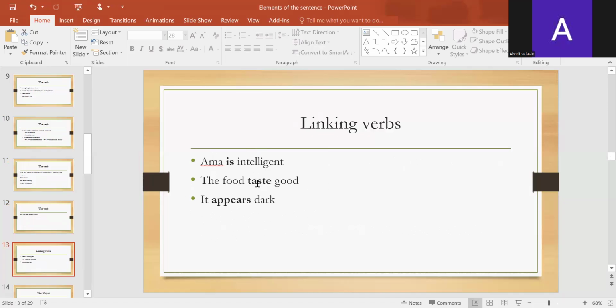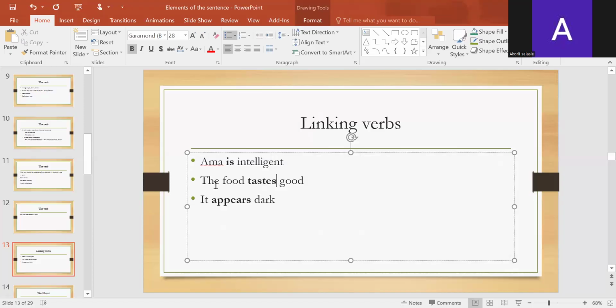Linking verb. There are some categories of verbs which take complements. Let me just explain this for now. Amma is intelligent. The food tastes good. It appears dark. All these categories of verbs don't take objects. They take complements because they behave like the verb be. Listen to this. Amma is intelligent. The food tastes good. The food is good. It appears dark. It is dark.